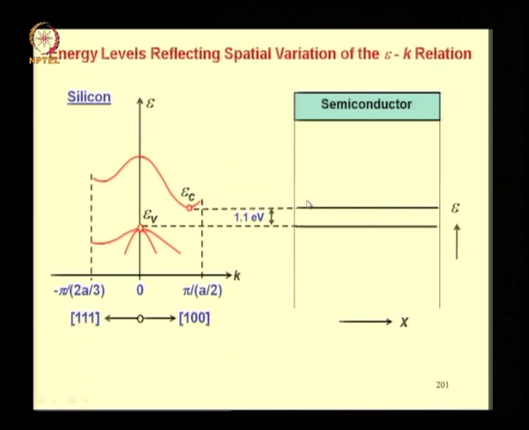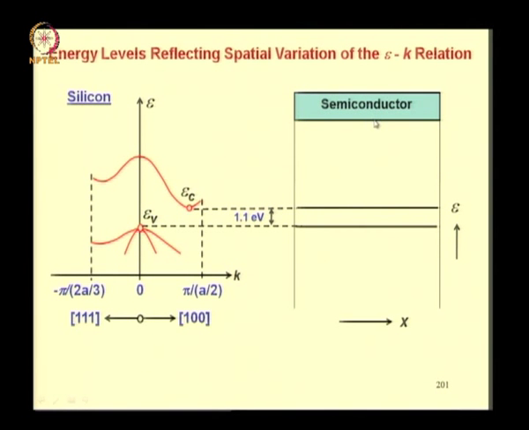So within the semiconductor, EC and EV will be constant because the semiconductor is uniform and it is under equilibrium and therefore isolated from all other influences. So no electric field is applied across the semiconductor and no other fields. In fact, there is no electromagnetic field applied to the semiconductor, and therefore you expect the EK relation to be uniform, and therefore the EC and EV are constant with x.